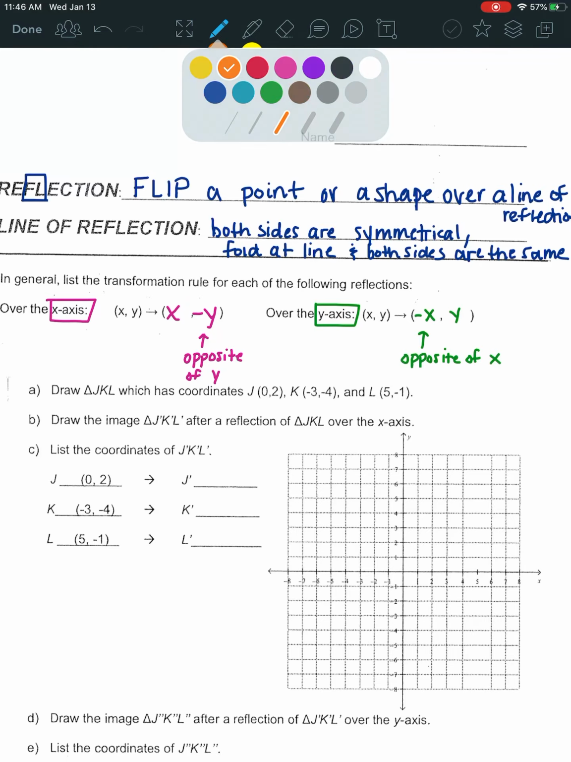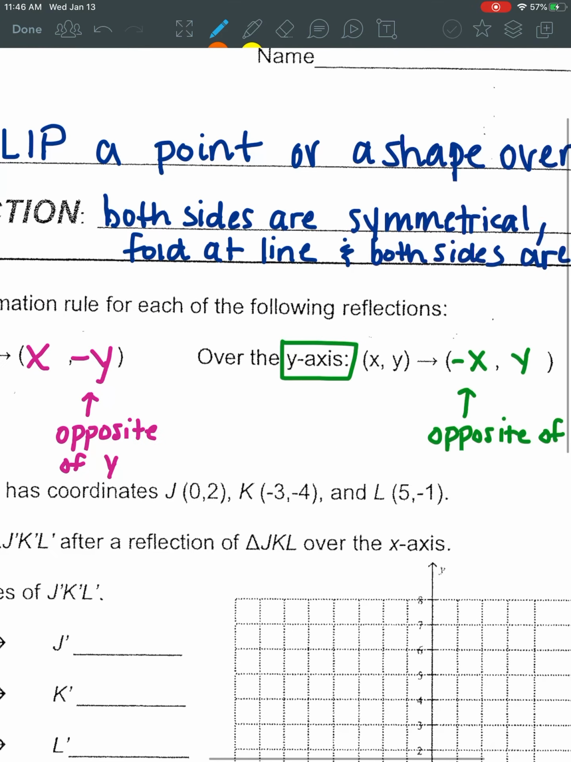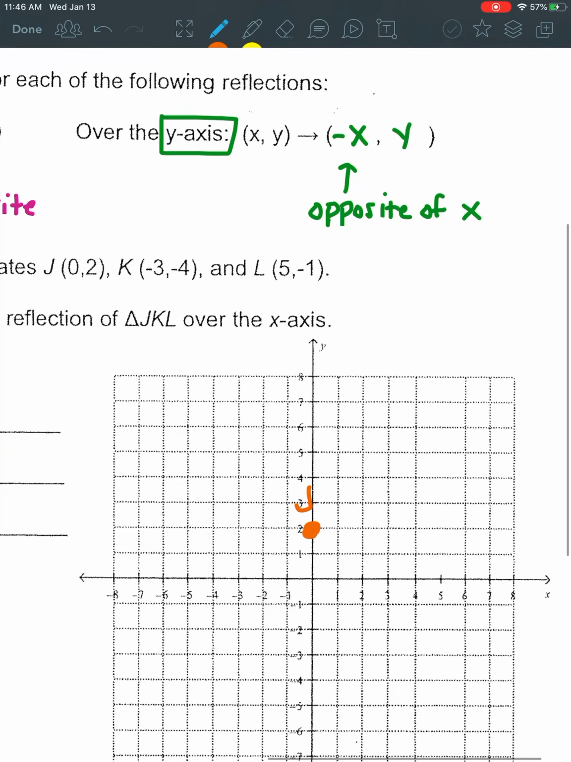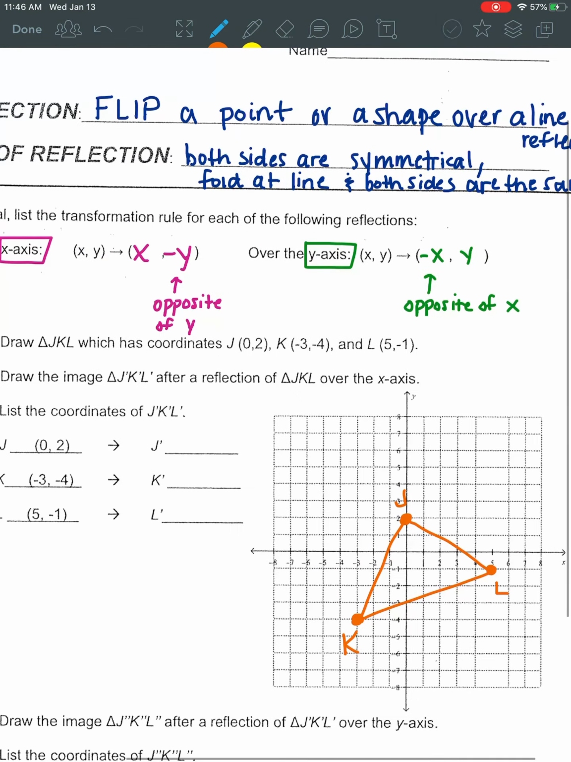So let's start out with this first example. We're going to draw triangle JKL. J is (0, 2). Be careful with your plotting points, and then always make sure that you label your points after you plot them. K is (-3, -4). And then L is (5, -1). Once you have those 3 points, draw your triangle.